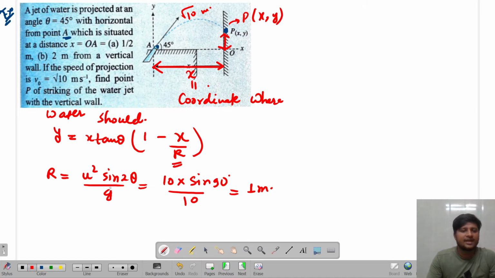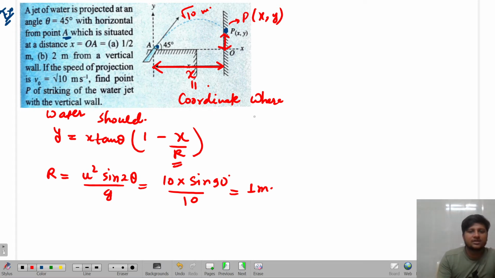Now look over here. The range of the particle is 1 meter. Now that you have the range, you can apply it over here. Yes or no? So what is the equation? First point, look over here. For case A, we are calculating the x coordinate of the particle where the particle should hit, at 1 by 2. So if it is hitting at 1 by 2, what do we need to calculate?